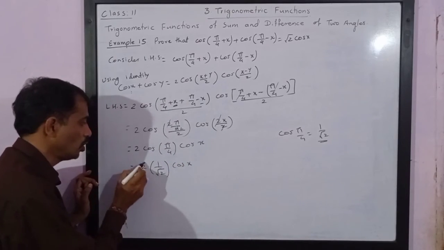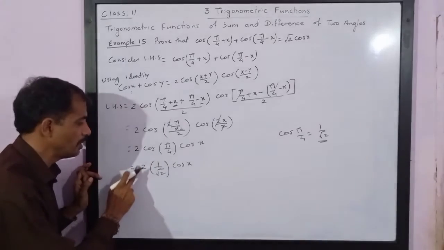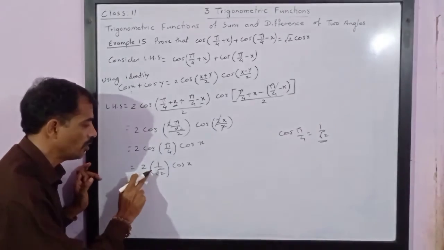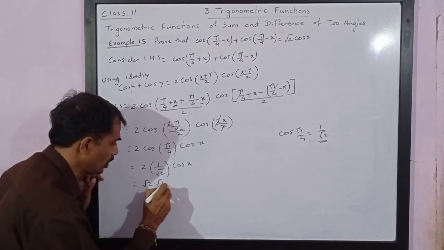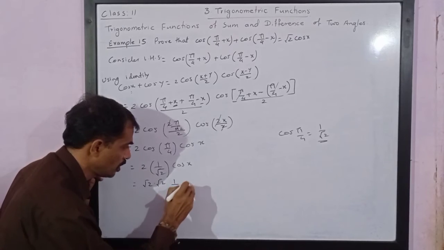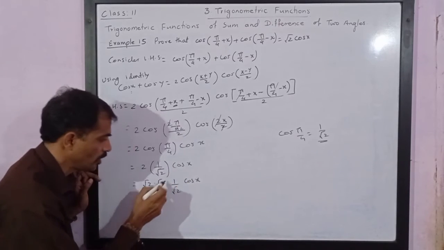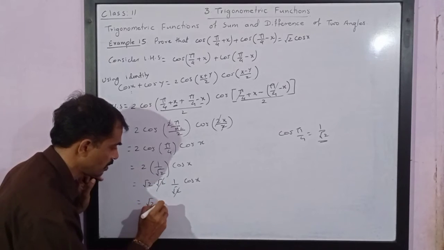Now please note, 2 is the square of root 2. You can say like this also. So this is equal to 2 can be split into root 2 into root 2, and one of the root 2 will eliminate with this. That is, I have written the same 2, this 1 upon root 2 and this cos x. Now you can eliminate one of the root 2, so you will get root 2 cos x.